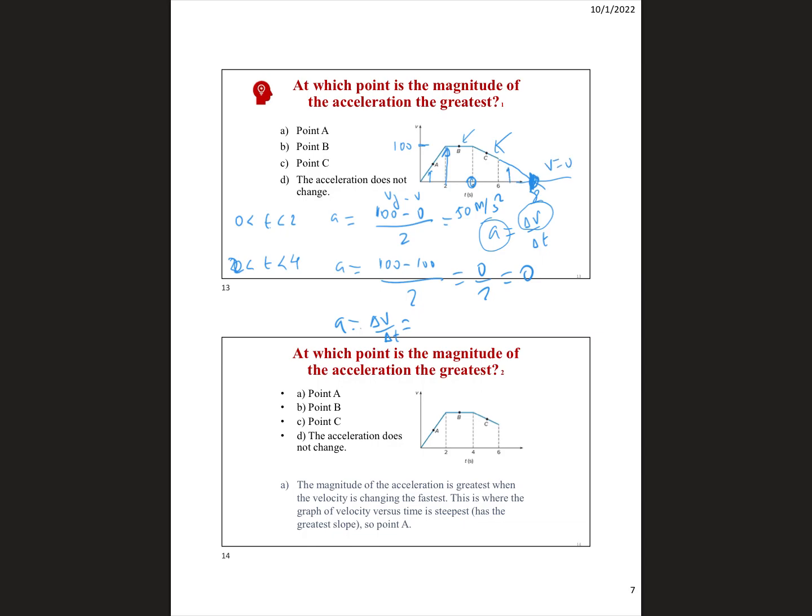You see there is no velocity. V final is 0 minus V initial is 100, divided by delta t, which now is 4 seconds. Between 4 seconds and 8 seconds there is a time elapsed delta t of 4 seconds. So the acceleration is minus 25 meters per second squared. In any case, this is the winner. This is the greatest acceleration. Let's go to the next question.